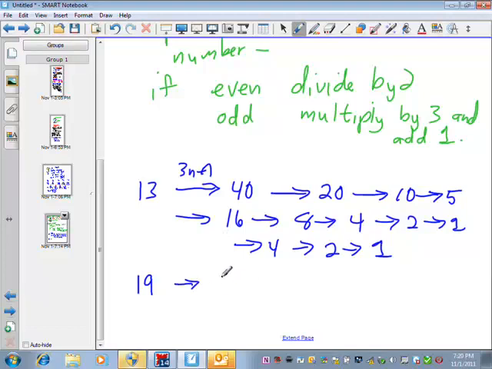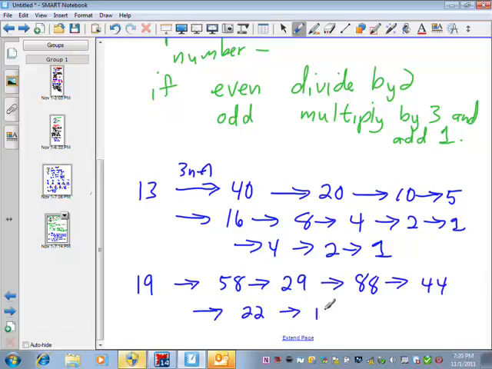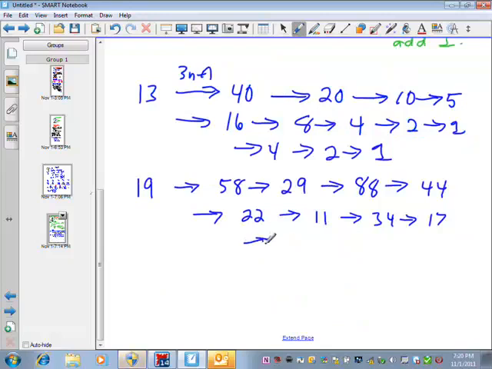19 times 3 plus 1 is 58. Then 29. Multiply by 3 and add 1. 88. Is it 88? Yeah. You sure? Yeah. 88. 44. 22. 11. 34. 17. 52. 26. 13. Uh-oh. 40, 20, 10.